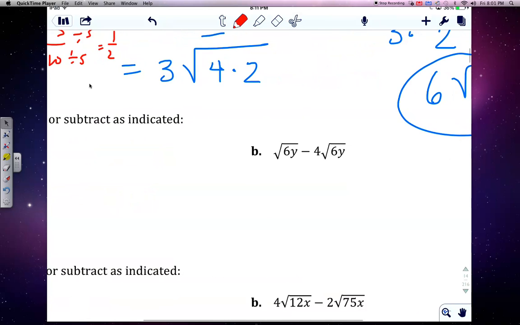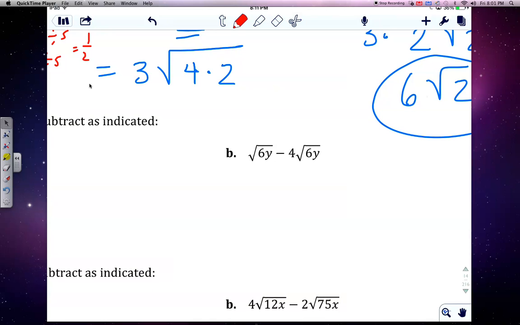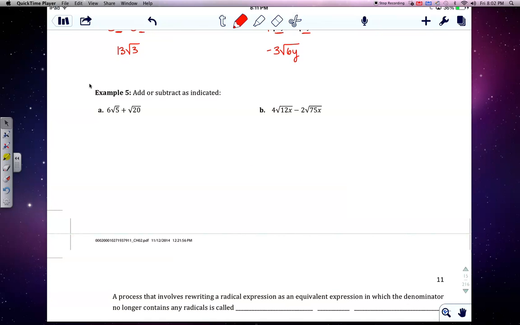So what I'm going to do is add the coefficients, 9 plus 4. In part B, I have the square root of 6y minus 4 square root of 6y. These are like. And technically I only have one of them right here. So I have 1 minus 4, which gives me, actually, negative 3. And I keep that radical part, square root of 6y.